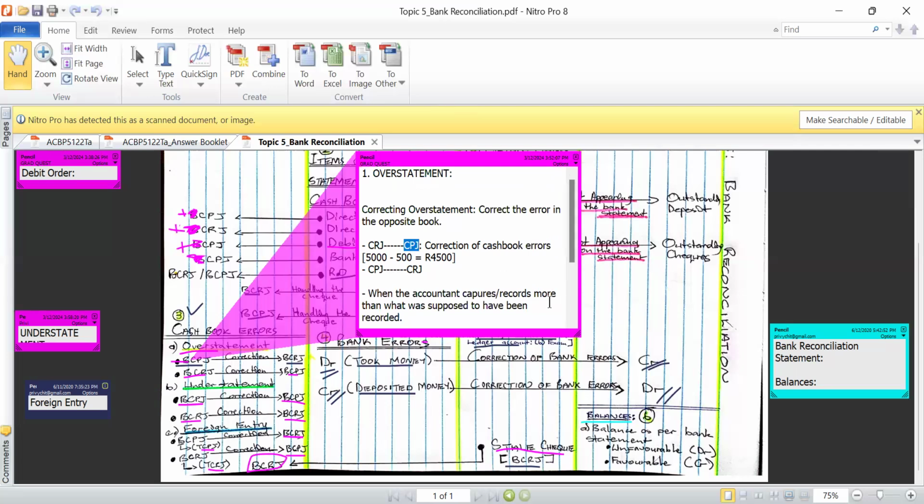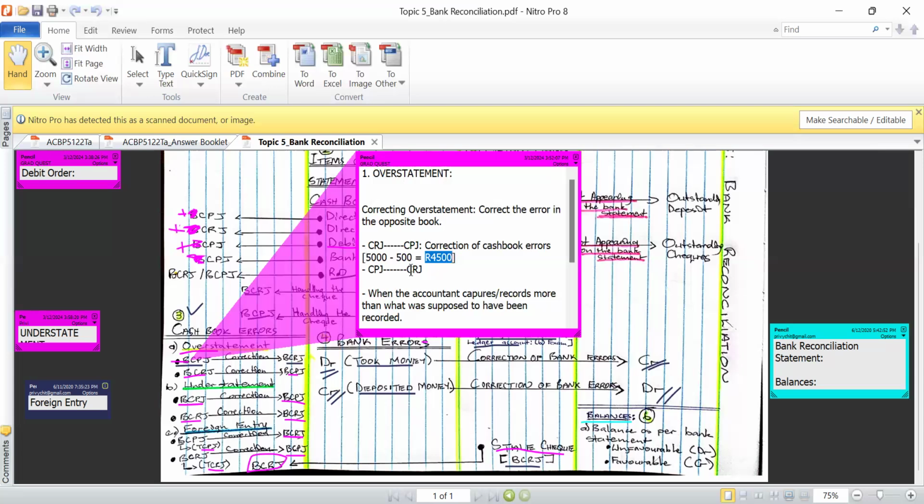So let's assume you paid office rentals of 4,500. You paid 4,500 for rentals for your office, and then the accountant records 5,000 rands, maybe in the cash book payment journal. If that was the case, it means there was an overstatement of how much? 500 rands, because you're only supposed to have recorded 4,500. So that 500 rands difference will be captured where?